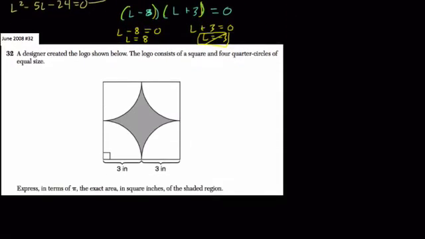All right, let's keep going. So the next one here, we have this logo, and they want to know what's the area of this shaded region, right? Notice that here they say that this consists of a square and 4 quarter circles. So here we're given these measurements, 3 and 3. That means that the square is 6 by 6, right, on each side. So the square area just equals 6 squared, or 36.